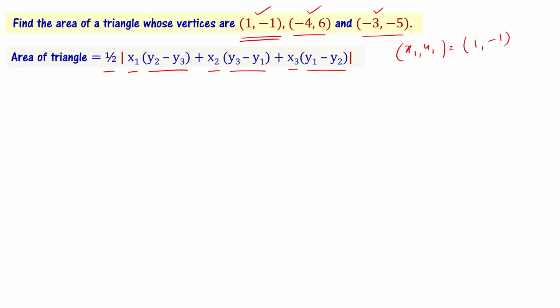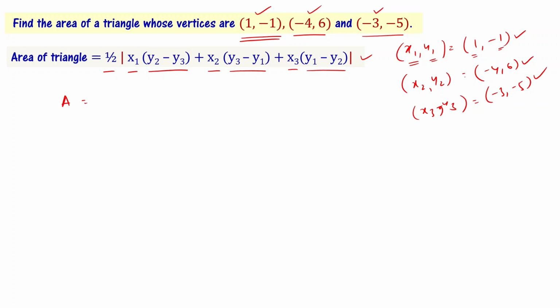1, minus 1 అంటే x1 is 1 and y1 is minus 1. Right? Similarly, x2, y2 is minus 4, 6 and x3, y3 is minus 3, minus 5. Now let's substitute these values into this formula.